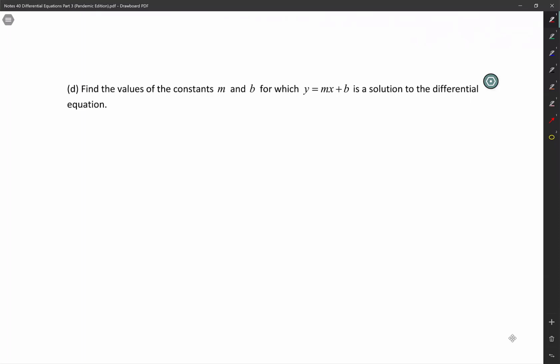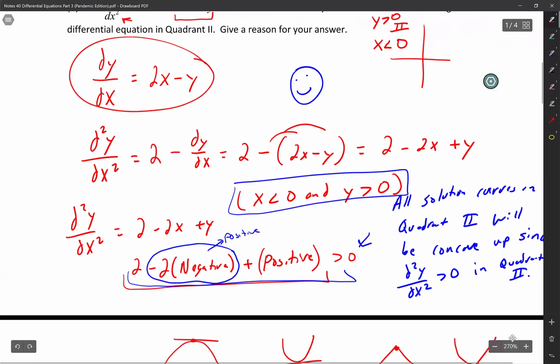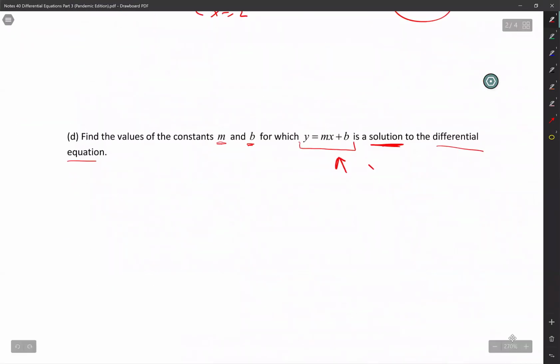So letter D says this: find the values of the constants m and b for which y equals mx plus b is a solution to the differential equation. So the way my brain works, if this is a solution, and I just got finished, well, I did dy/dx, but I just got finished up here doing the second derivative. Tell me something about a linear line and the second derivative.